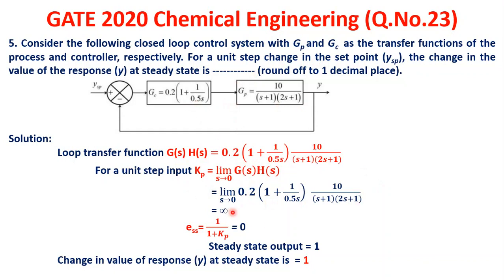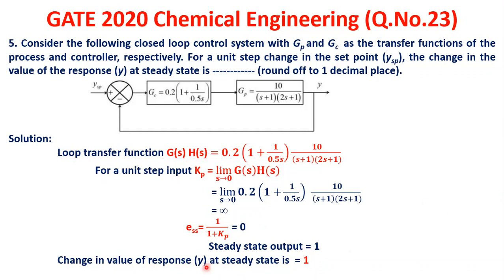Therefore type 1 system means subject to a step input, tracks the input with 0 steady state error. Therefore whatever input we give, same thing we will get as the output at steady state. Therefore our steady state output is also 1. Therefore change in the value of the response at steady state is, it is changing from 0 to 1. Therefore change is 1. So that 1 we have to write as the answer.